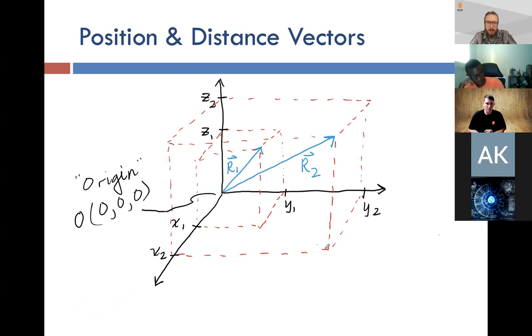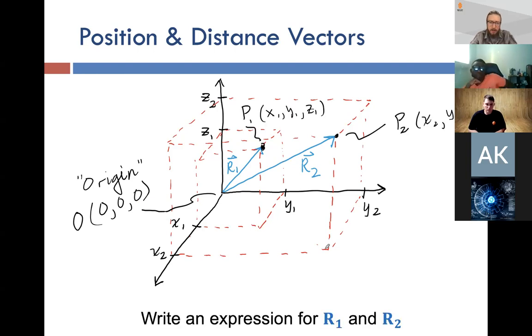Position and distance vectors. If we have two different vectors, like R1 and R2, both coming out of the origin, then we can define the points that they go to. So these vectors go from the origin to point P1 or P2. And so we can write an expression for R1, the vector R1, or the vector R2.